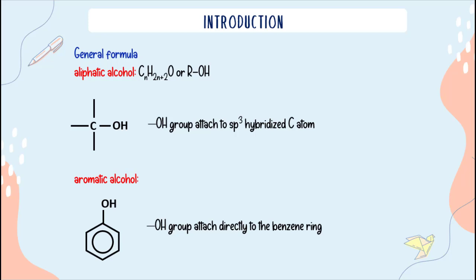Alcohols are organic compounds in which the hydroxyl functional group, which is the OH group, is bound to a carbon atom. It is an important class of molecules with many scientific, medical, and industrial uses. An aliphatic alcohol has a general formula CnH2n+2O or ROH, where R is the alkyl group. Generally, an alcohol has an OH group attached to the sp3 hybridized carbon. For the aromatic alcohol, the OH group is directly attached to the benzene ring.